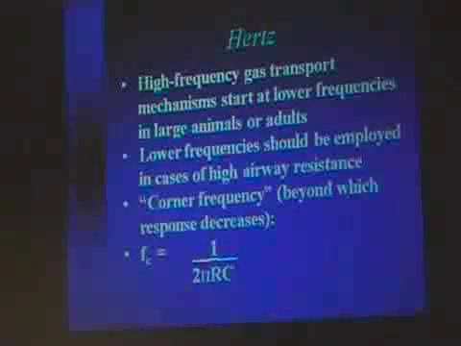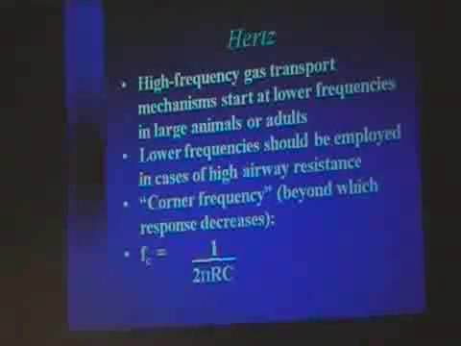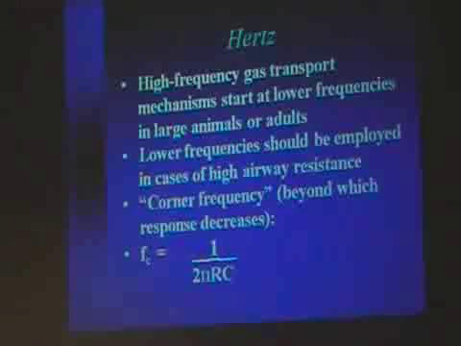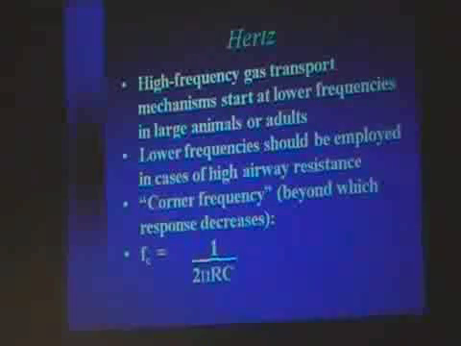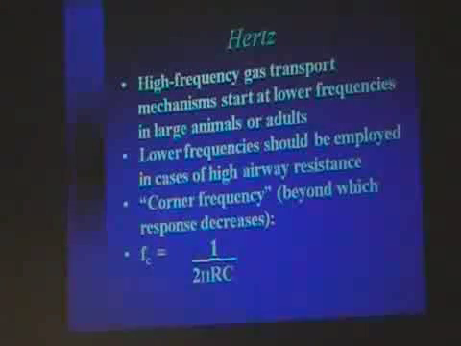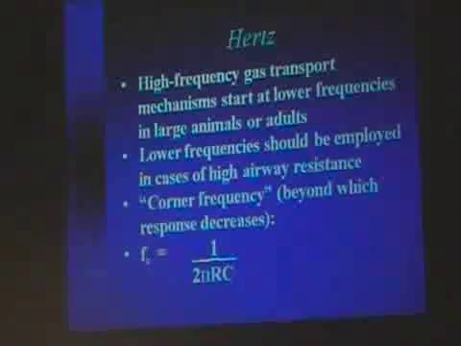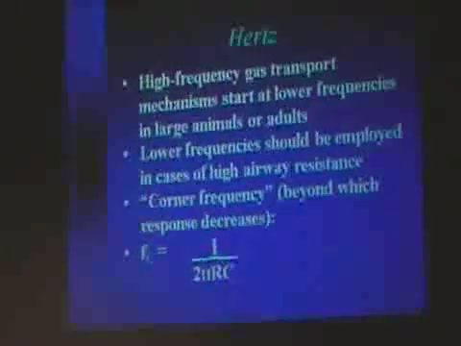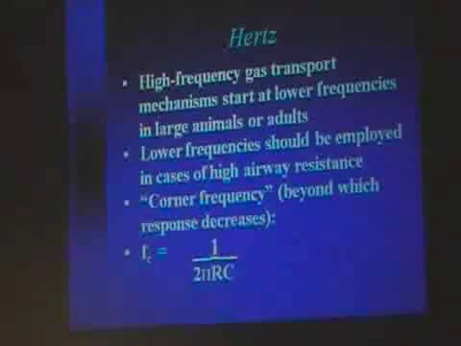If you have a kid with meconium aspiration and he's got high airway resistance, think of it as the situation of an asthmatic. You're going to want to use a little bit of a lower frequency, just like you would on a conventional ventilator. Now, this may be helpful. There's something called the corner frequency. And the corner frequency is that beyond which the response is going to go down. All right?